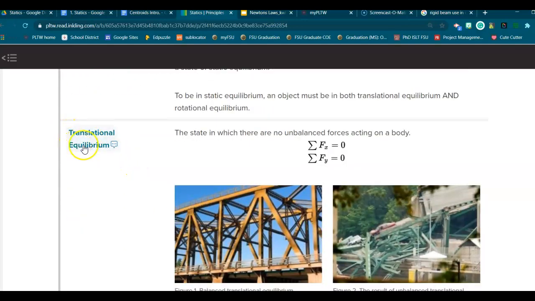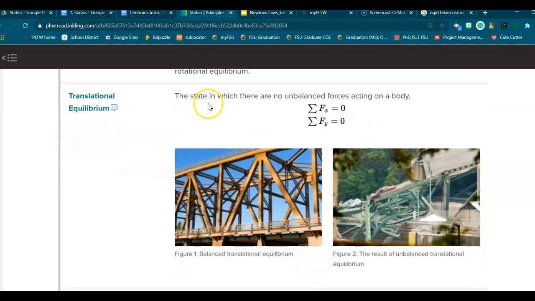Okay, translational equilibrium. Remember to pause the video to get the formulas and the definitions. So translational equilibrium is a state in which there are no unbalanced forces acting on a body. So the sum of F_x is equal to 0, and the sum of F_y is equal to 0. And we'll look at this math later, but that's how you read those.